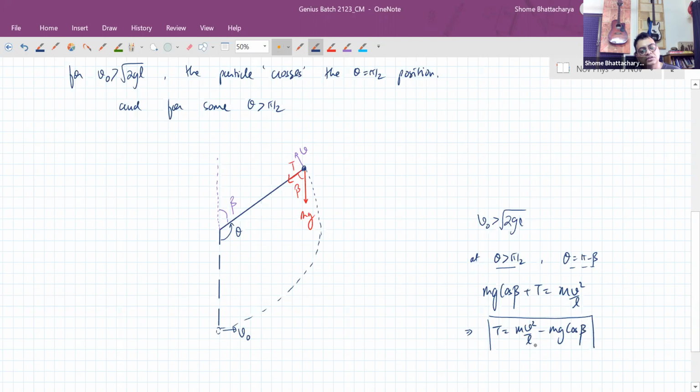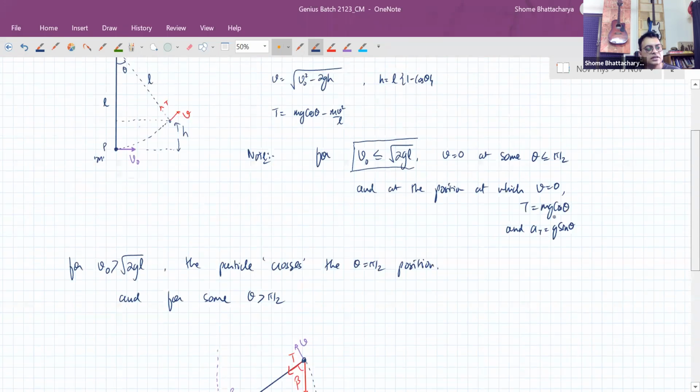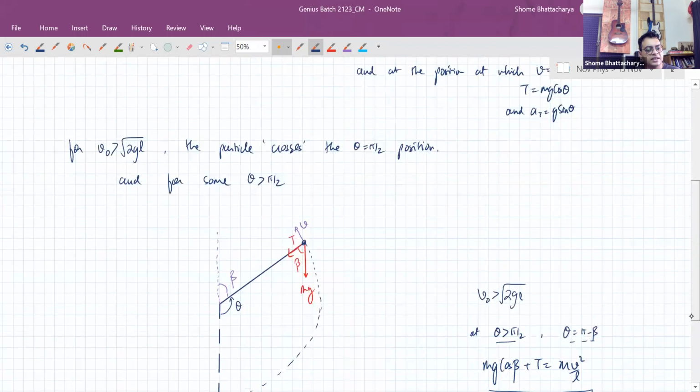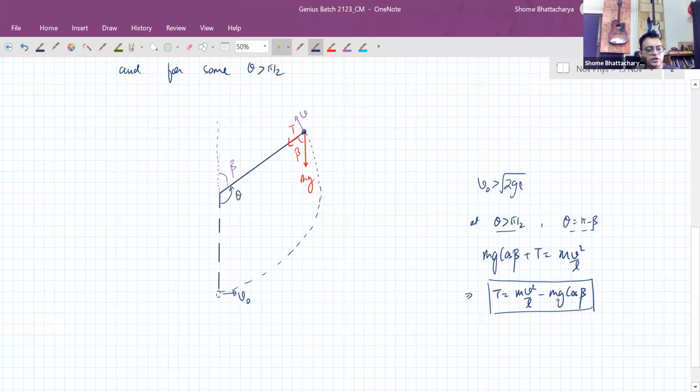You can see how this equation is different from the equation when theta is less than 90. Here tension was mg cos theta minus mv square by L. So even if v became 0, there was no problem. There was some tension. But here it is mv square by L minus some component of mg. So even before v becomes 0, at some non-zero value of v, there is a probability that the tension can become 0 because it's mv square by L minus mg cos beta. So if the tension becomes 0, the thread will slacken.